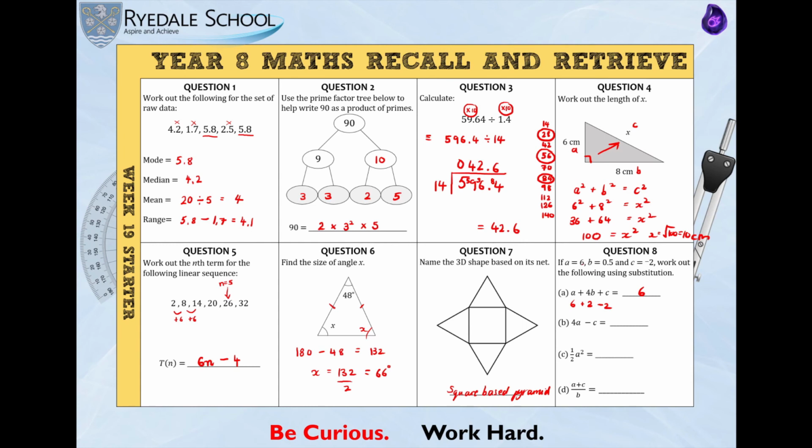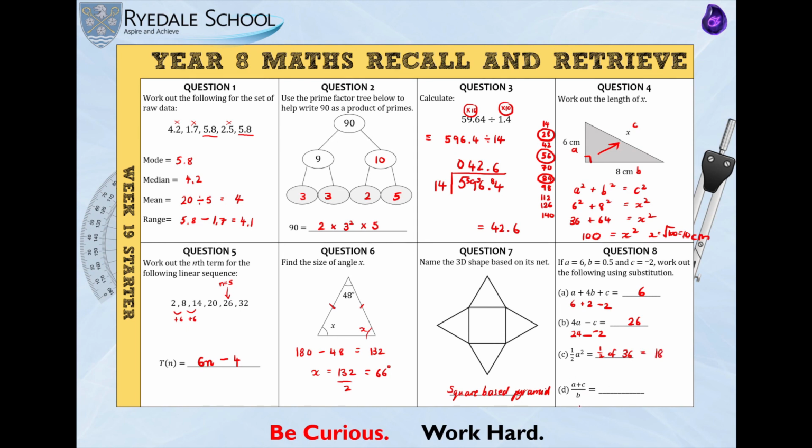We've then got 4 A's. Well, 4 times 6 is 24. But this is where we need to be careful because we are subtracting -2. And when you subtract a negative number, that's like adding, so that one is 26. Question C, we've got to be careful again. It's a half a squared, but because of BIDMAS, we have to do squared first. So we'll do 6 squared, and 6 squared is 36, 6 times 6. But we need to do half of that, so that is 18.